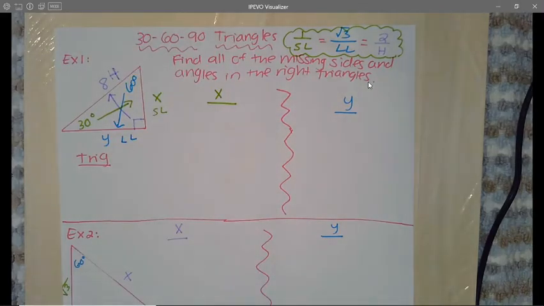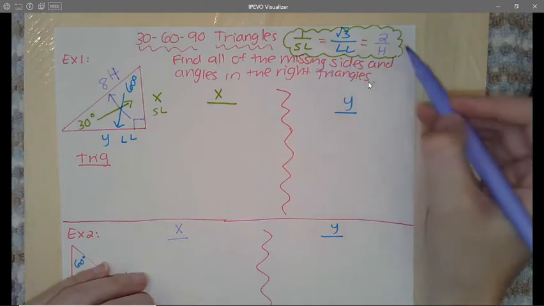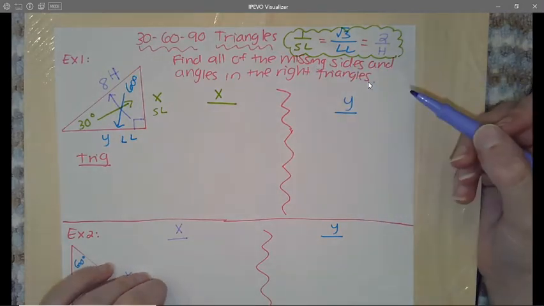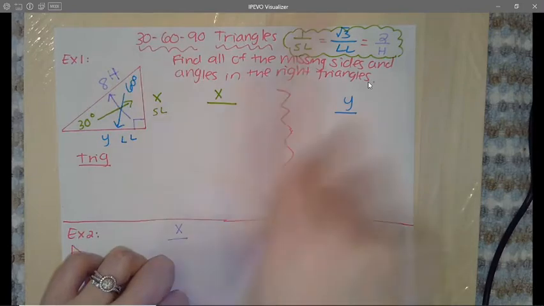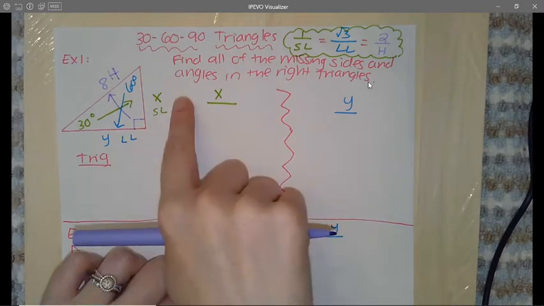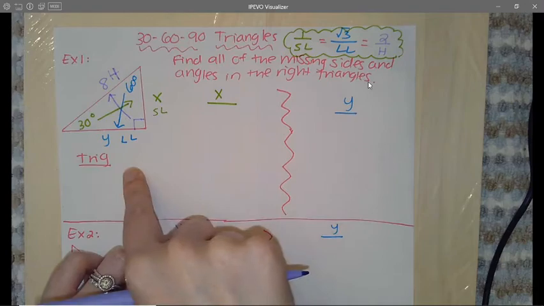Now, when we start solving, you guys, what I like to do first is set up the fraction that I do have a value for. Currently I do have a value for my hypotenuse. I don't have values for the x and the y. I don't know what the short leg and the long leg are.